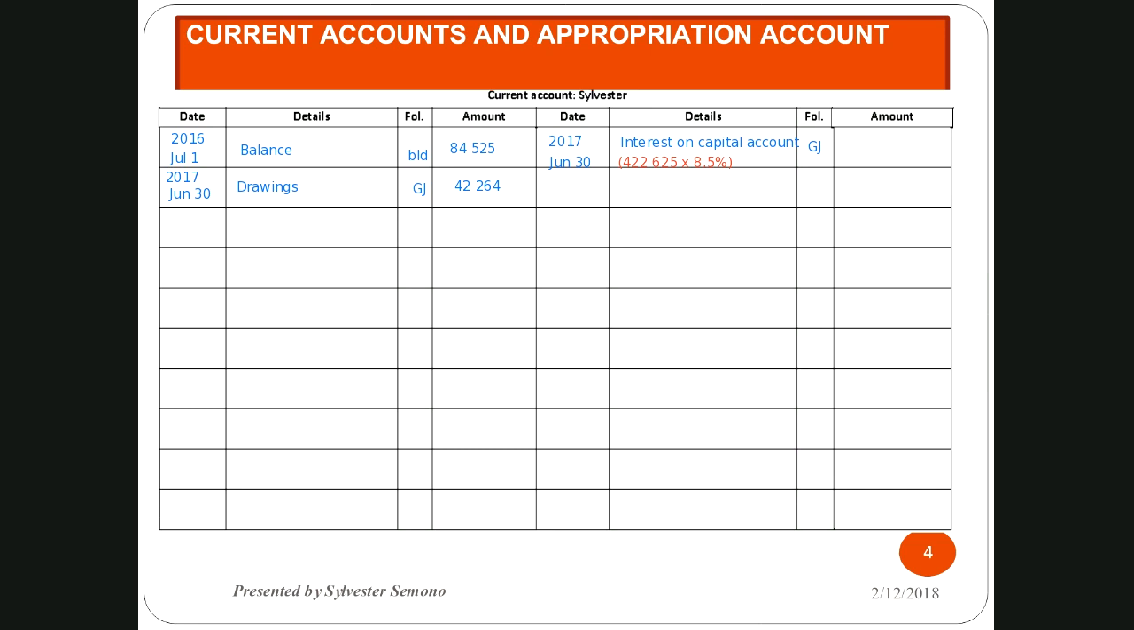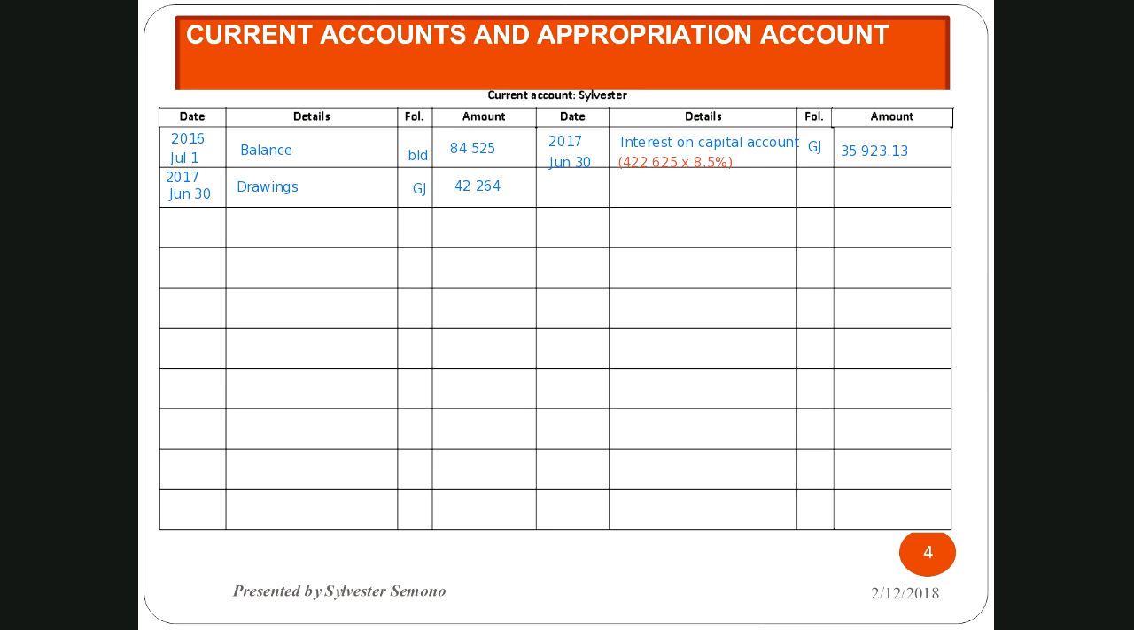Okay. When we switch over, we need to calculate the interest on drawings. Remember, the interest on drawings is given by the partner. The fact that the business is charging the partners the interest means the partner's account needs to decrease. So that's why we need to come to the debit side and put the interest on drawings.